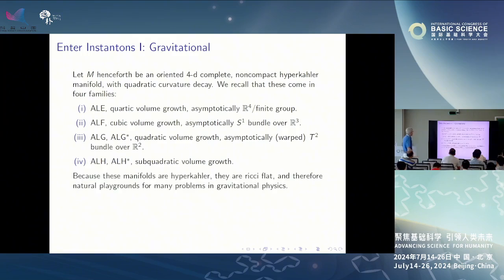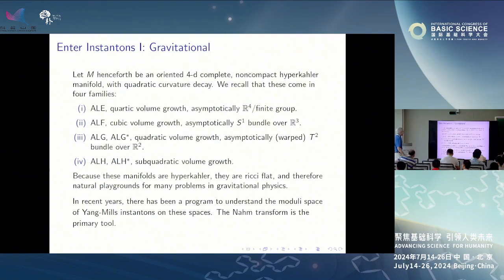Okay. So because these manifolds are hyperkähler, they're in particular Ricci flat, and therefore the natural playground for many problems in gravitational physics. So in recent years, there's been a program to understand the moduli space of Yang-Mills instantons in these spaces. There's been an enormous amount of work people putting in trying to understand these spaces, the moduli spaces associated with these, and also how to understand these objects as moduli spaces themselves. And once again, the Nahm transform is the primary tool for trying to understand these.